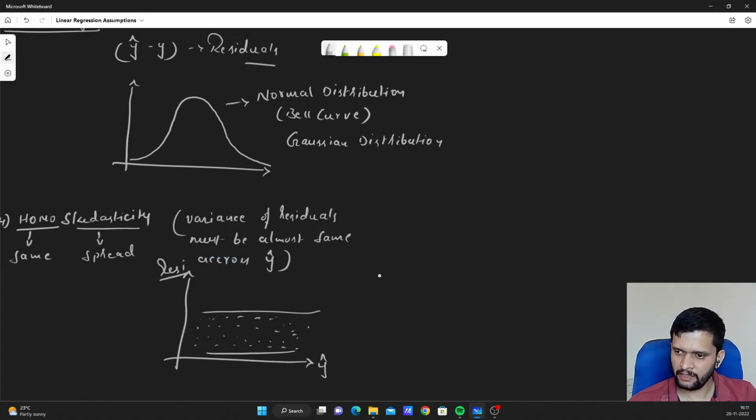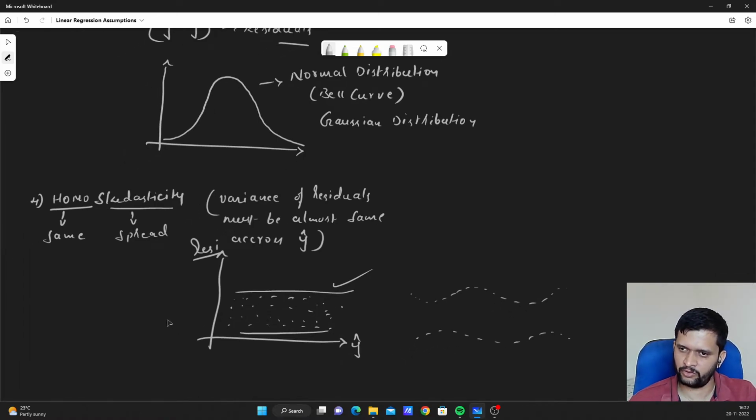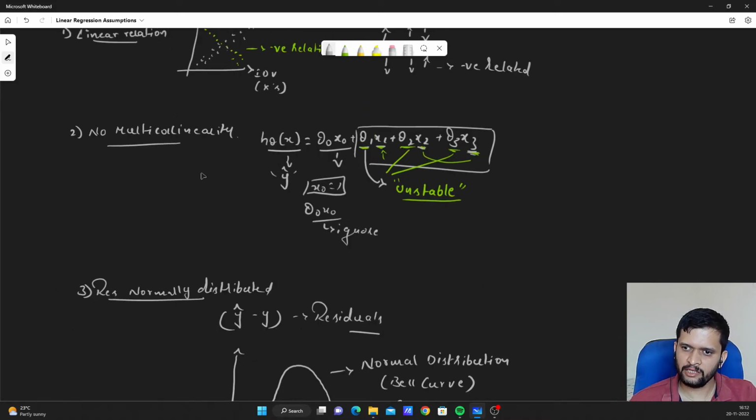It should not be following any particular pattern like this. There should not be any particular pattern associated with the residuals against predicted values. It should look somewhat like this. So if it looks somewhat like this, we can say that there is no heteroskedasticity. We have homoskedasticity and our assumption holds good. So this is about the fourth assumption.